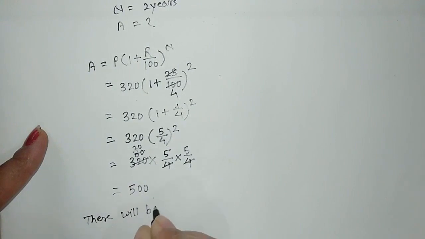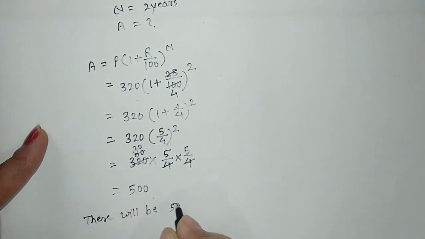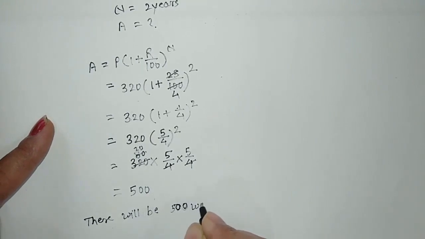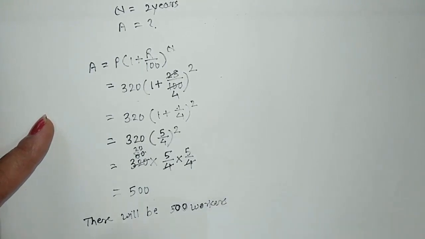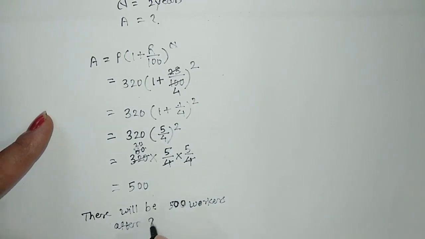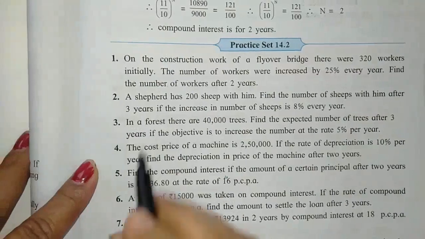So write down the answer line. There will be 500 workers after 2 years. Very simple. Now see the second question.